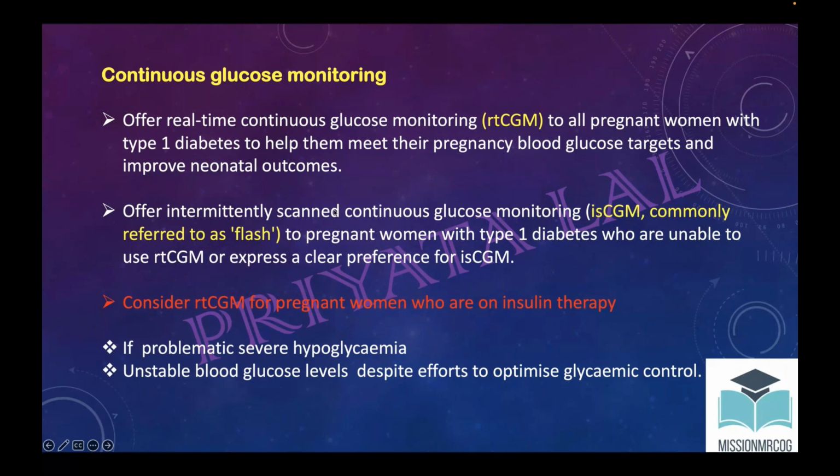What the guideline says: RTCGM is to be done if the patient has severe hypoglycemia. You give insulin, she will be hypoglycemic, and you will never be able to know. For this kind of patient, continuous monitoring is required. Another set of patients, whatever you give, the sugars are not getting controlled. For them also, you want a continuous watch on their blood sugar levels. So these would be the indications for RTCGM. Any question till here?